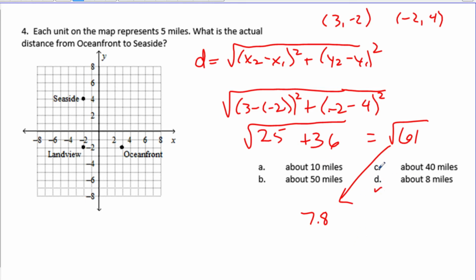So that's what a lot of people would go for, but this is where we have to be careful. Each unit on the map represents 5 miles. So if we take a number a little bit smaller than 8, and we multiply it by 5 miles, we're actually going to find out that it is 40 miles long. So be careful that you're reading things like that each unit represents 5 miles, okay, because the other choice is there.